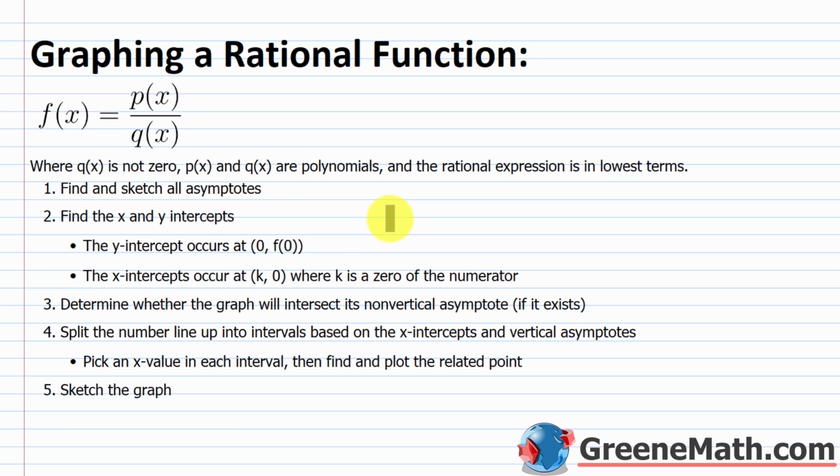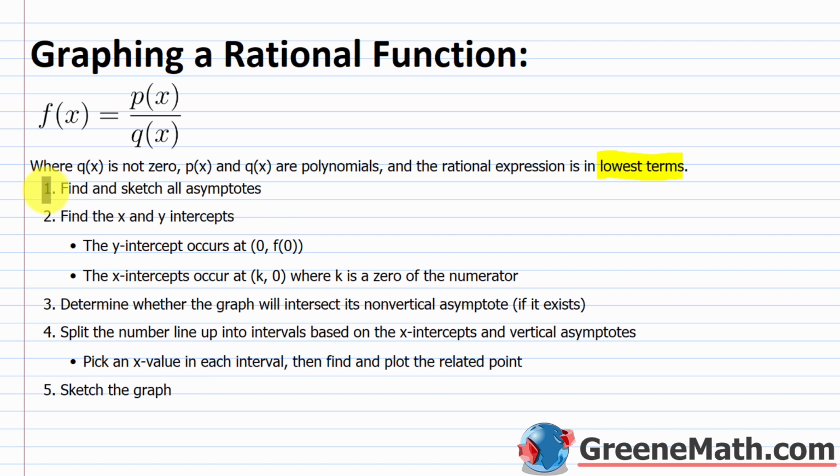All right, so for the rest of the problems, we're going to use this procedure from the lesson where we have graphing a rational function and we're given f of x equals p of x over q of x, where q of x, this guy in the denominator, is not 0. P of x and q of x are polynomials, and the rational expression is in lowest terms. So that's actually important. You want to make sure that this guy is in lowest terms before you start this procedure. If it's not in lowest terms, in other words, if it's not simplified, you want to factor your numerator and denominator and then cancel any common factors between the numerator and denominator, and then take note of any holes that you're going to have in your graph before you start this procedure.